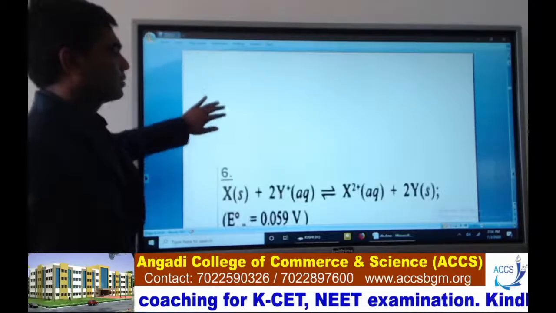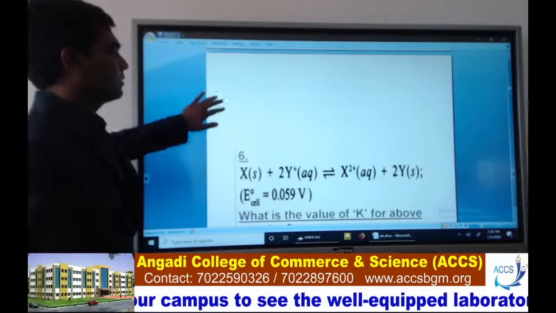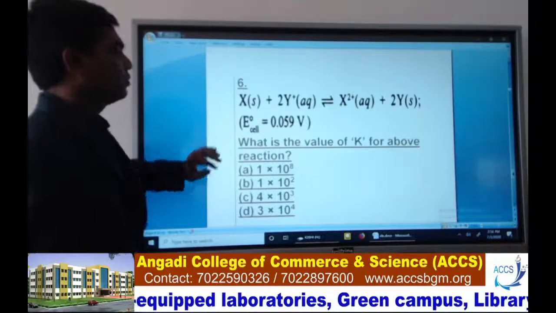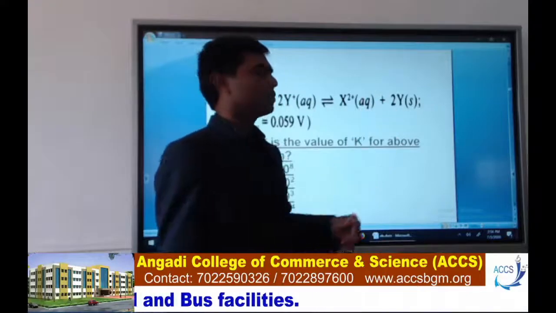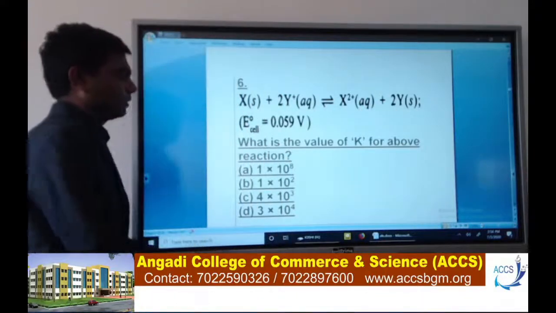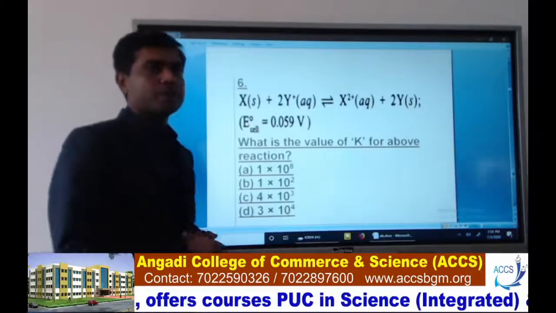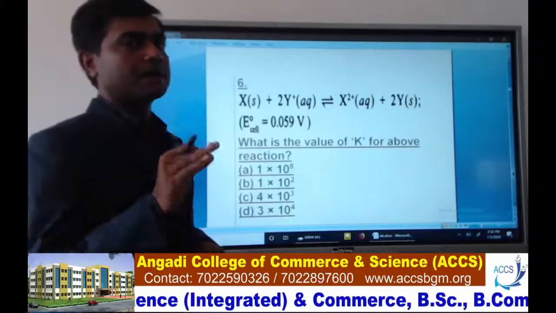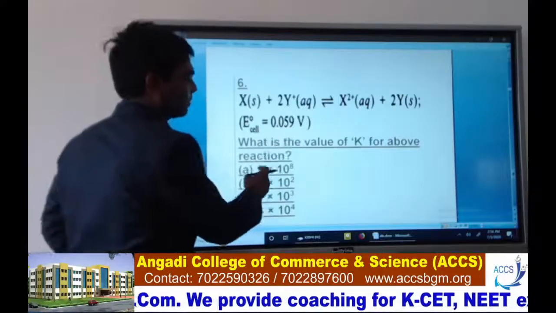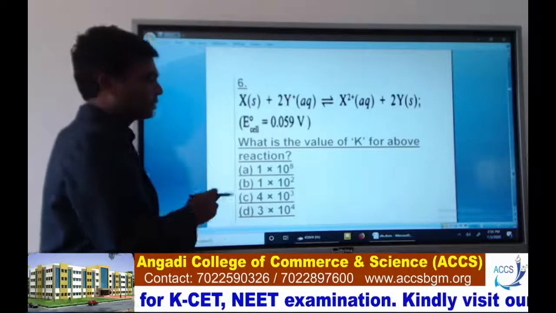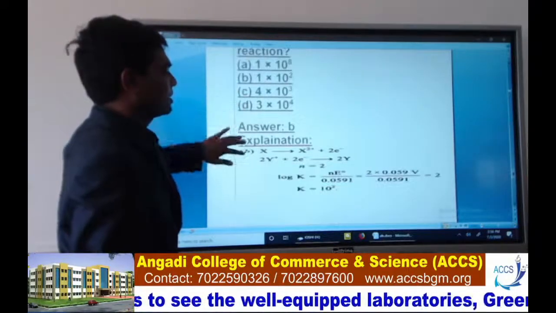Okay. Next question. He has given one reaction: X metal plus 2Y plus aqueous gives X2 plus 2Y. It is a redox reaction, and E0 cell is equal to this much. What is the value of K for the reaction? K is nothing but the equilibrium constant. And the equilibrium constant will be measured in one of those 4 values. So how he has calculated, which formula you have taken, let's see.